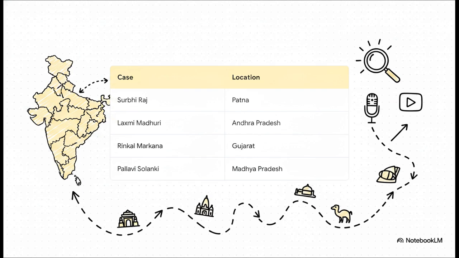By jumping from state to state, they completely avoid becoming just a niche local newsfeed. Instead, they build this hyper-localized connection with diverse regional audiences while taking their broader subscriber base on a literal true crime tour of the country.